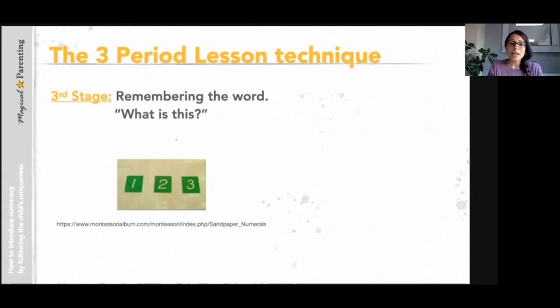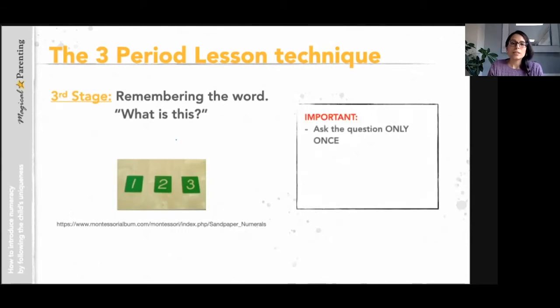So in this case, you will be saying, what is this? What is this? And what is this? Ideally, we normally say, can you trace and tell me the name of this? So here the important thing is to ask the question only once, because if you ask many times, the child, in this case that you are asking the name, he will say, I told you already. So there's no point, you just ask once, you just want to know if they know. If they get it wrong, again, don't highlight it, perfect. You have to do again the whole 1, 2, 3 stages.